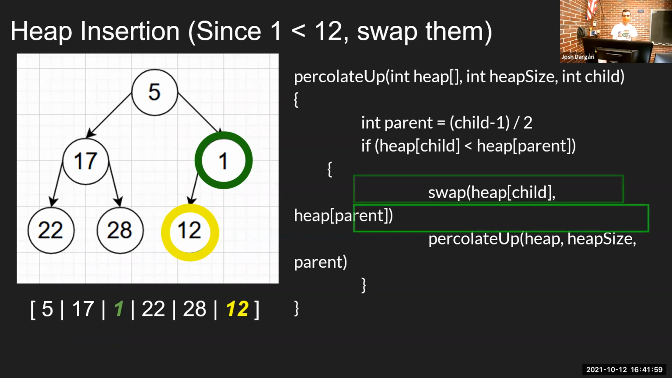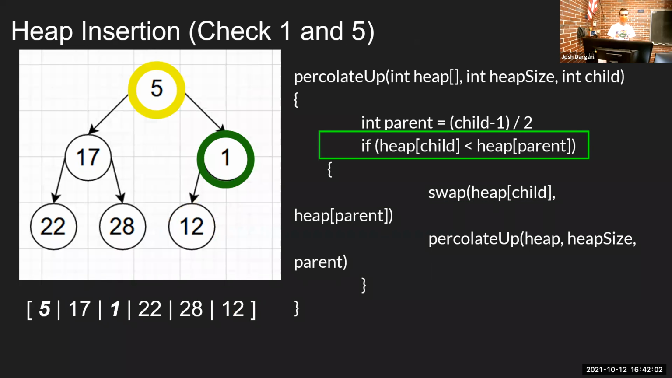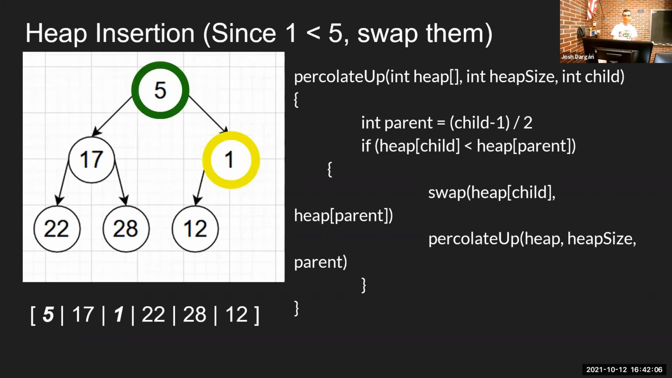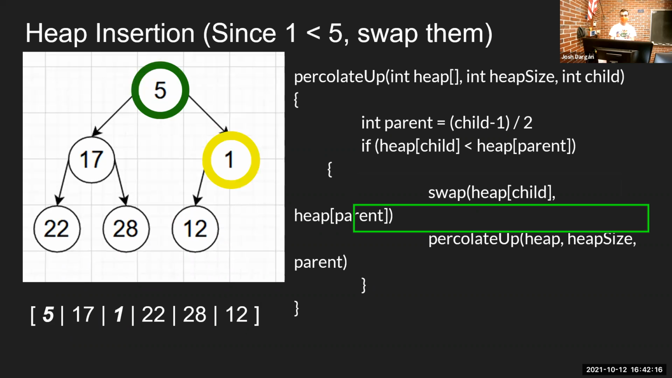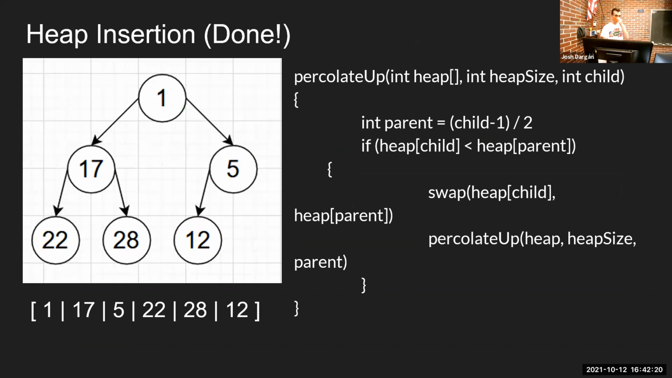And then we check 1 and 5 against each other, and we see that 1 is indeed less than 5, and so we swap them and we percolate up. Sorry that these slides are a little bit weird. I downloaded them, but yeah. And then the heap insertion is done. Well, it will be called again, but the parent index is going to be child minus 1. So the child is at index 0, and 0 minus 1 is -1. -1 divided by 2 is rounded to 0 in C++.